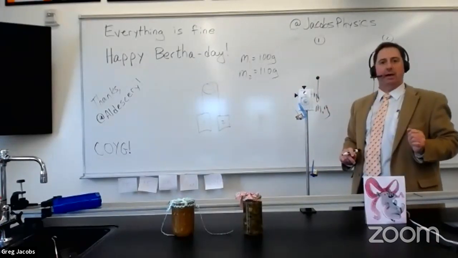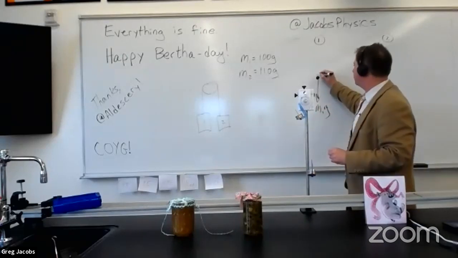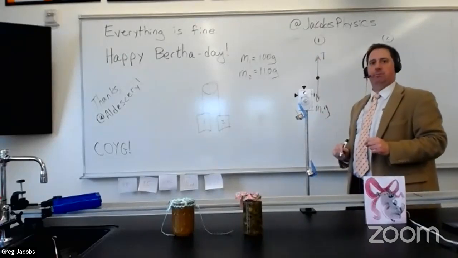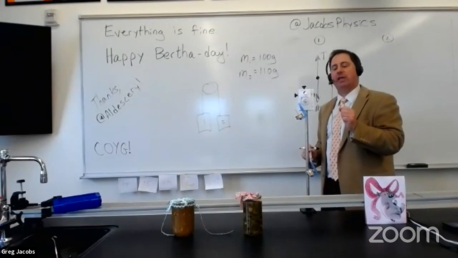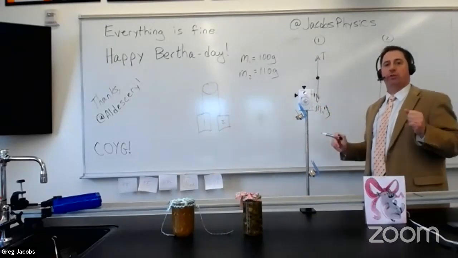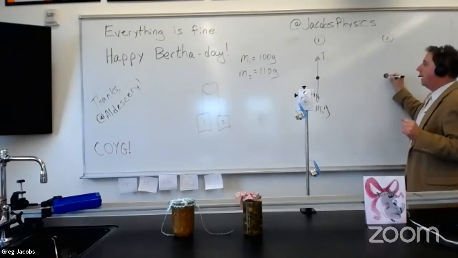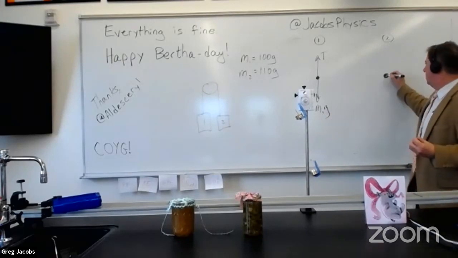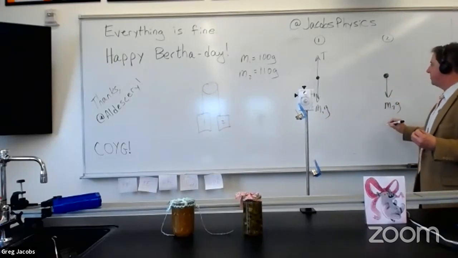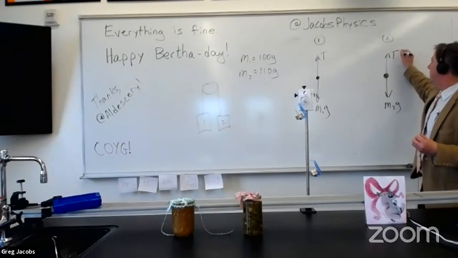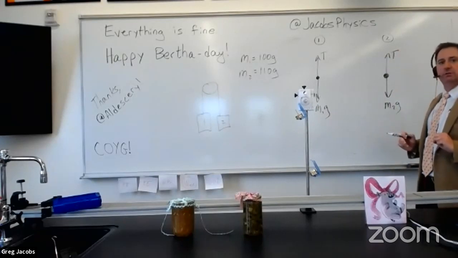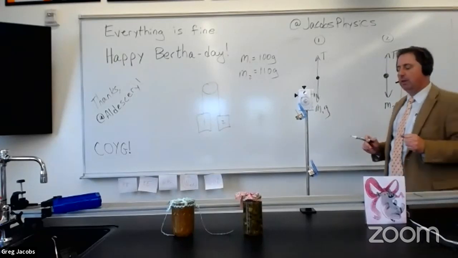M1G is the weight of the object. What else is touching this object? The string. What else is touching this object? Nothing. Those are the only forces. Object 2 has a weight, M2G. It's touching the rope. What else? No other forces. No other contact.